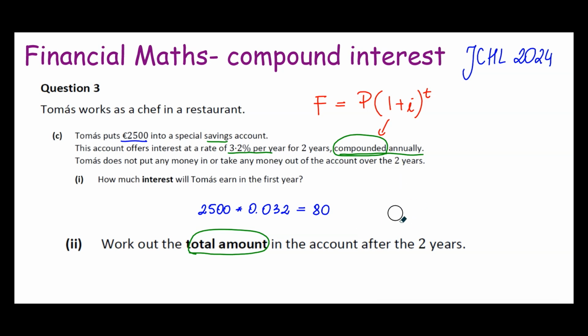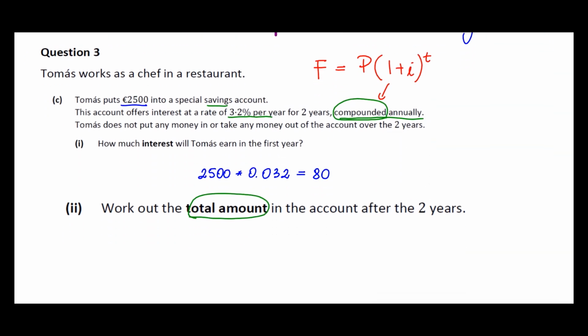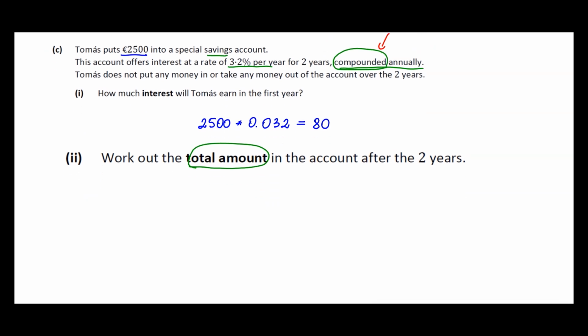So I'm just going to use the opportunity of this question to explain what that compounded means. In the first year, you are very right that he put in 2,500. Then we added to that the interest, when we multiplied 2,500 by the interest he earned, which gave us 80 euro. So therefore, yes, at the end of the first year, he has 2,580. Now, what happened in the second year?